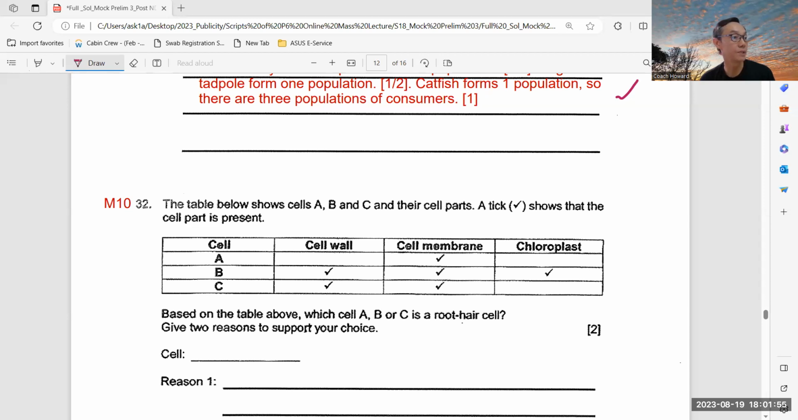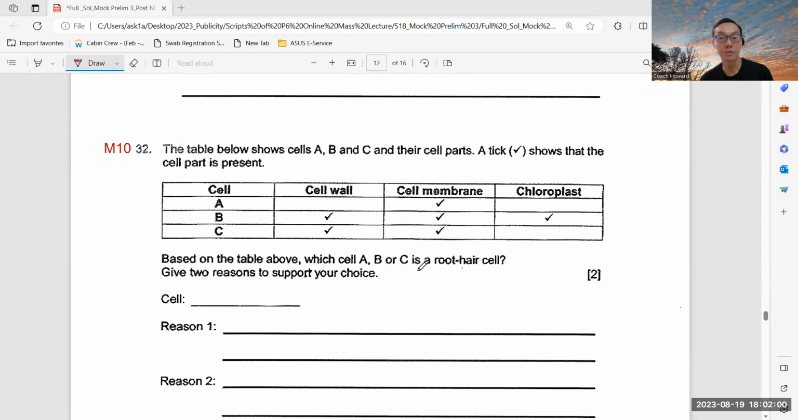Okay, let me continue with the next question, which is question number 10. Which is a root hair cell? Root hair means the root, which doesn't have any chloroplast. So you must select the answer, which is actually cell C. Cell C has cell wall, cell membrane, and no chloroplast, because the root is part of the plant cell. So you must choose the one that has cell wall.